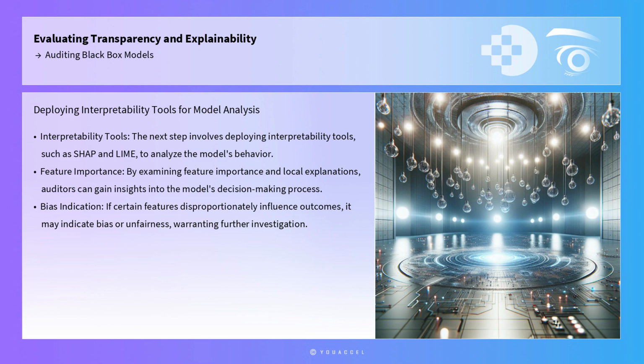The next step involves deploying interpretability tools such as SHAP and LIME to analyze the model's behavior. By examining feature importance and local explanations, auditors can gain insights into the model's decision-making process, identifying potential areas of concern. For instance, if certain features disproportionately influence outcomes, it may indicate bias or unfairness, warranting further investigation. This analysis should be complemented by a thorough review of the model's training data to identify any biases or inaccuracies that may have been inadvertently introduced during development.